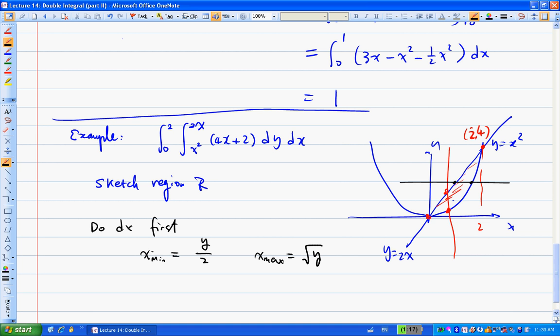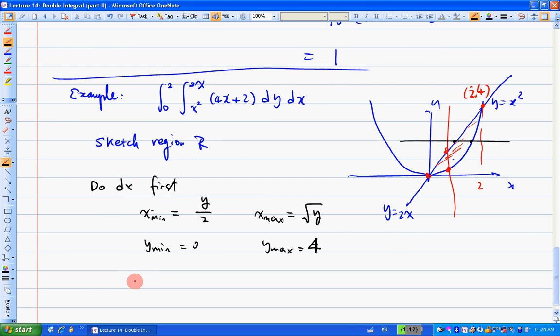Then find the y min and y max, which is the bounds of these horizontal lines. So starting from 0 to that point, which is 4. Is that good? So that way you lay down the same double integral, but now the order is changed. So this is your new double integral. You should have the same results, of course. You tried it, and the result here is 8.